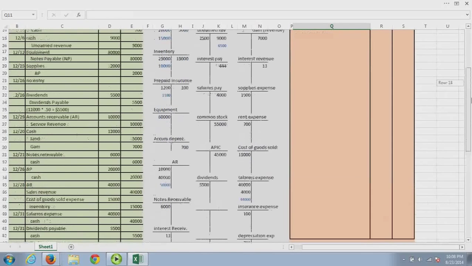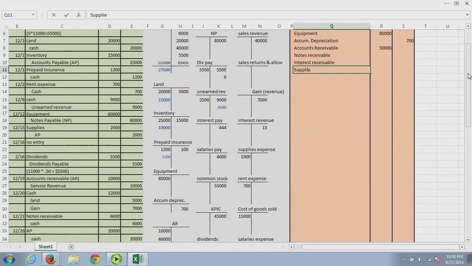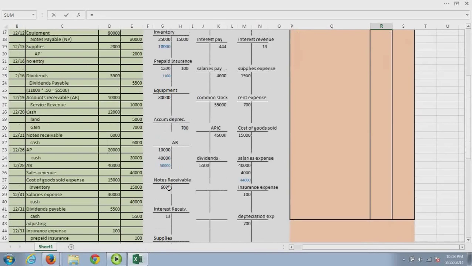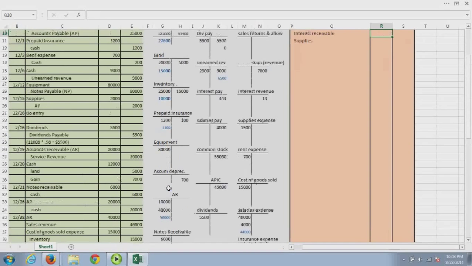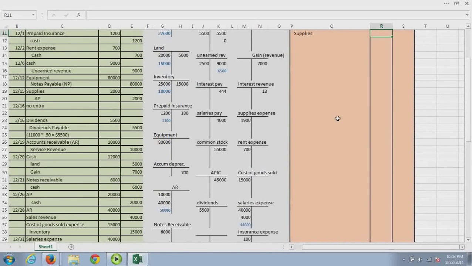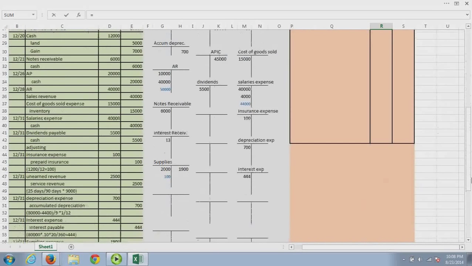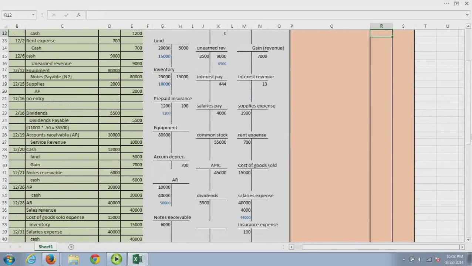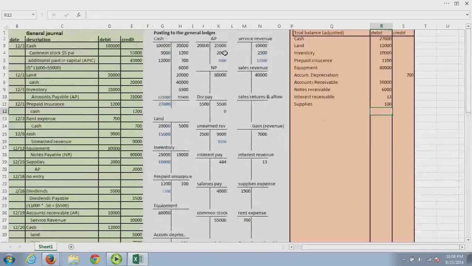And supplies. That'll take us through all the left-hand T's. So notes receivable is linked. Accounts receivable linked. And supplies. Okay, I think we have all the assets. So we can move on next to the middle column.